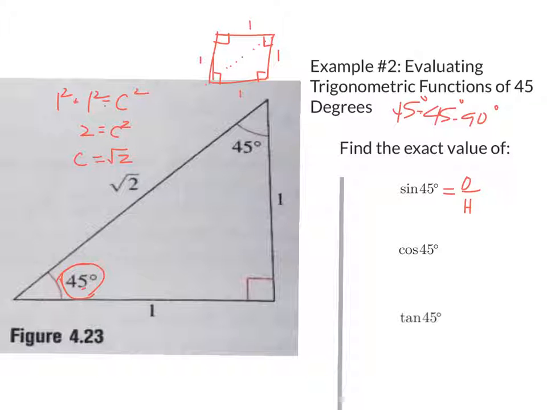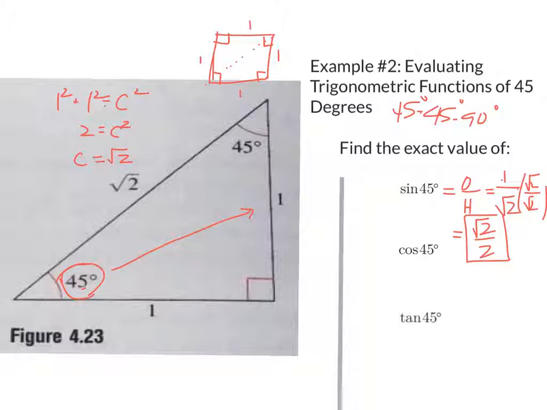So if we know that this is the angle theta that we want to reference, then opposite of that will be 1, and the hypotenuse is the square root of 2. So we have 1 over the square root of 2. And as a reminder, remember, nothing is considered simplified if it has a radical in the denominator. So we're going to multiply by square root of 2 over square root of 2. That's going to give us square root of 2 over 2 as the sine.